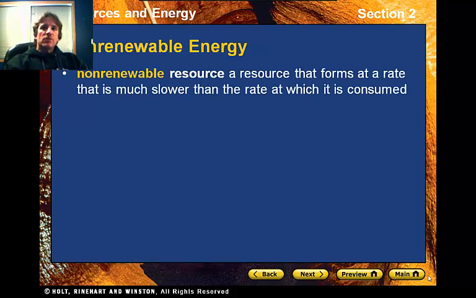A non-renewable resource is one that forms at a rate which is slower than the rate it can be consumed. In other words, we're going to use it up in our lifetime, and we're not going to be able to replace it.